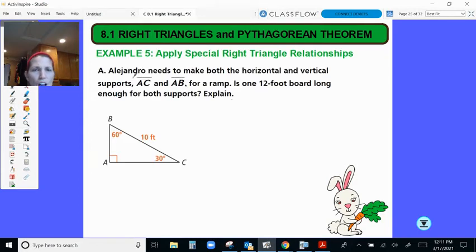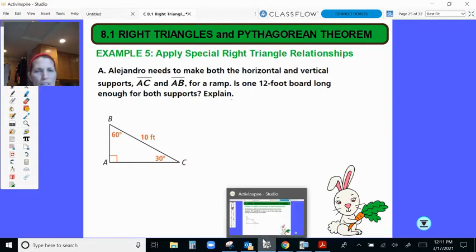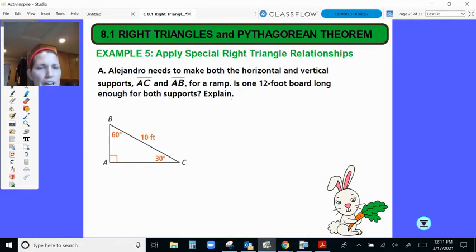Okay, so Alejandro needs to make both the horizontal and vertical supports, AC and AB, for a ramp. Is one 12-foot board long enough for both supports? So let's find the lengths of those sides so we can figure out if it's long enough. So if my hypotenuse here is 10, that means that my short side here is going to be 5, half of that. This is going to be 5 times the square root of 3. Well, what is 5 times the square root of 3?